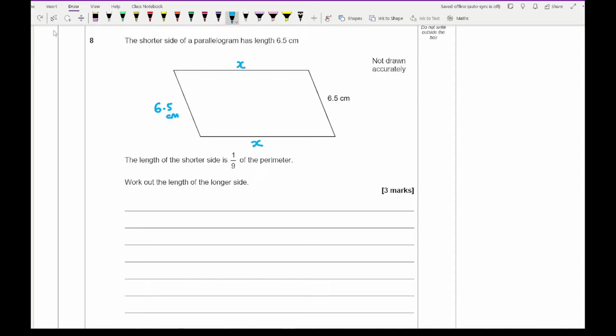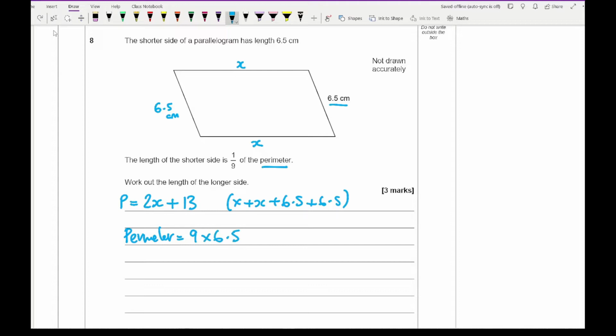So therefore the perimeter of this particular shape is going to be 2x plus 13. Now, how have I done that? Well, it's just x plus 6.5 plus 6.5. Now, it tells us that the shorter side is 1/9 of the perimeter. Now, the perimeter is therefore going to be 9 times 6.5, because if 6.5 is 1/9, then to work out the whole of that, we just need to multiply it by 9.